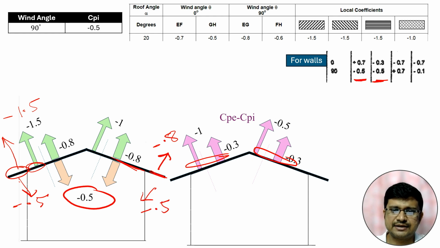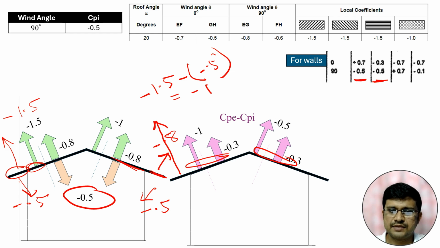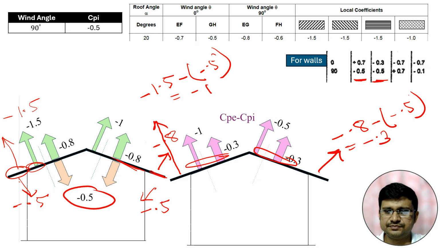So the resultant here will be minus 1.5 minus minus 0.5, so it will be minus 1. And here the resultant will be minus 0.8 minus minus 0.5, so it will be minus 0.3. Same as the previous case. So this will be the resultant CP, and considering this value we can calculate the wind force for this particular overhanging portion.